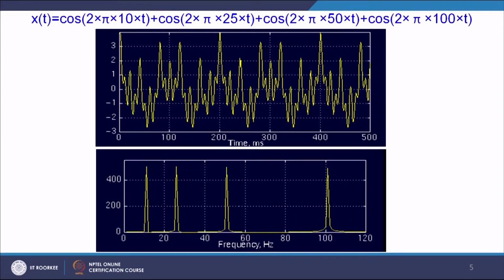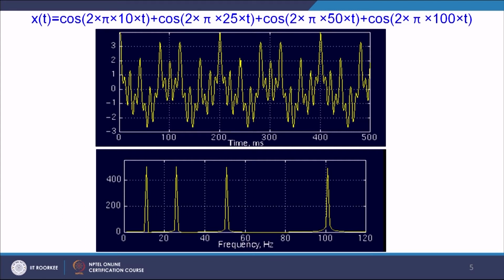So, the frequency is 10, in a similar fashion, then plus cos of 25t, cos of 50t, and something cos of 100t. So, that means this x(t), which is varying with time, this can be voltage also, is actually the summation of 4 cosine curves. Okay.